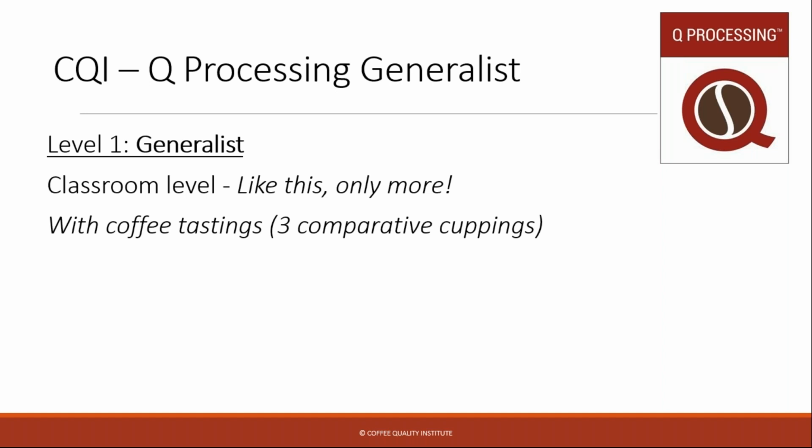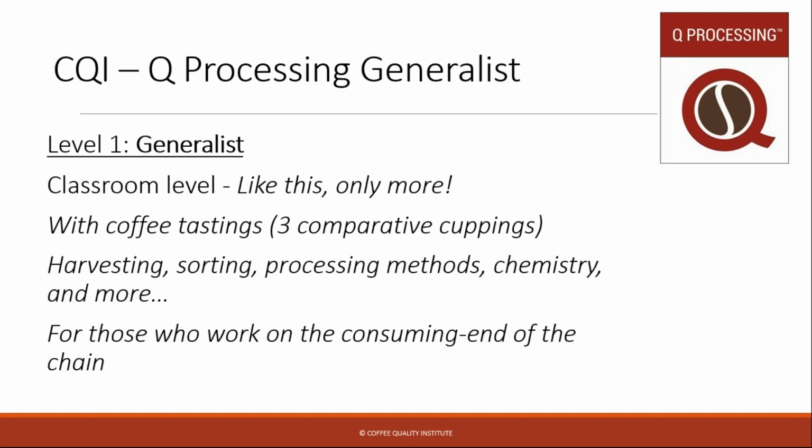This information is a part of our CQI Q processing course. The level 1 is the generalist course, and it's sort of like this information, only there's lots more. We have coffee tastings, we cover harvesting, sorting, processing methods, chemistry, and a lot more. And it's designed for those of us who work on the consuming end of the supply chain.